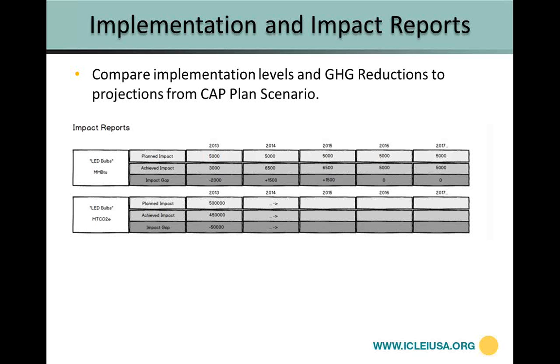So again, this is a huge number, but we're looking at a 500,000 metric ton reduction. What a local government would do is actually go in and then figure out how many light bulbs they actually implemented or swapped out. In this particular 5-year span, the local government implemented 3,000 in 2013, 6,500 in the next 2 years, and then 5,000 for the final 2 years. The monitoring module will show you the impact gap of the amount of units that need to be potentially deployed, and also the impact gap of the metric tons of carbon dioxide equivalent.